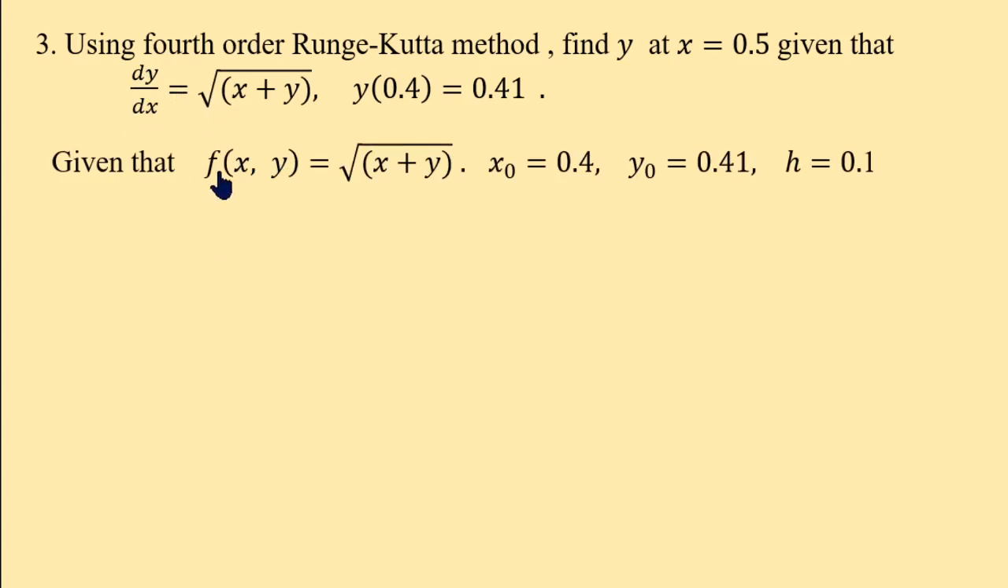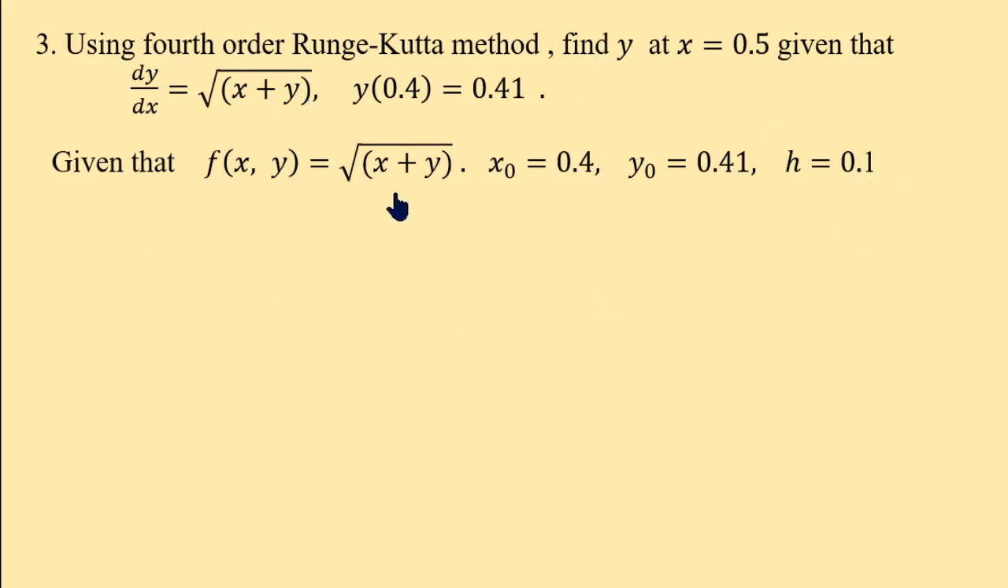dy by dx is taken as f of x y, that is root x plus y. x naught is 0.4, y naught is 0.41, increment is 0.1. Here you are going to find y at x equal to 0.5. x naught is 0.4, x1 is 0.5, therefore the increment is x1 minus x0, that is 0.1.